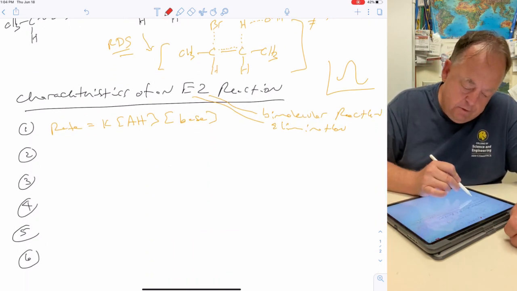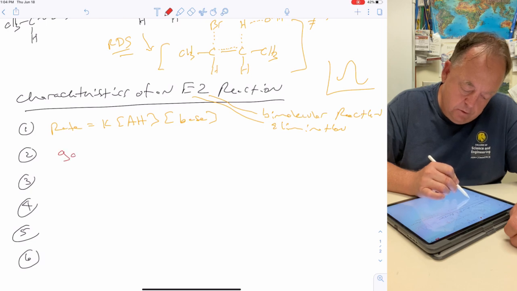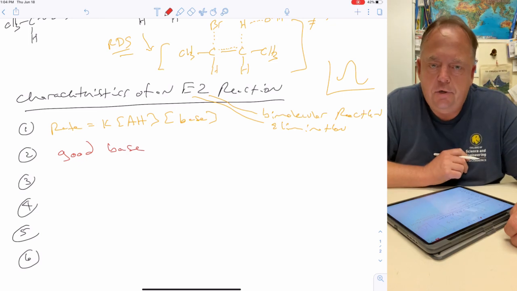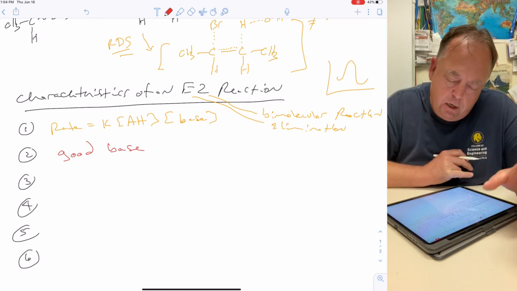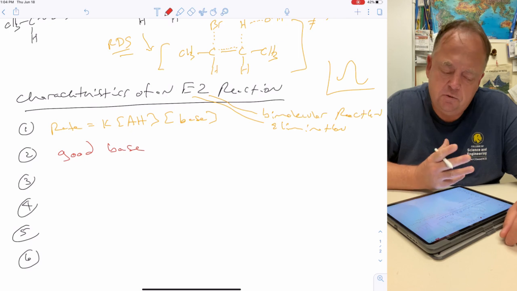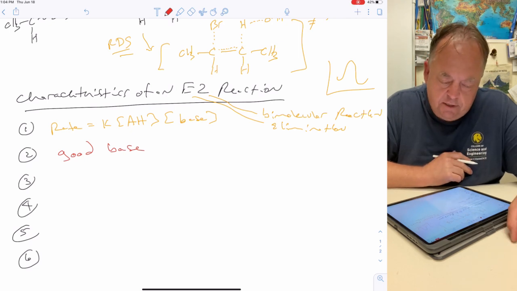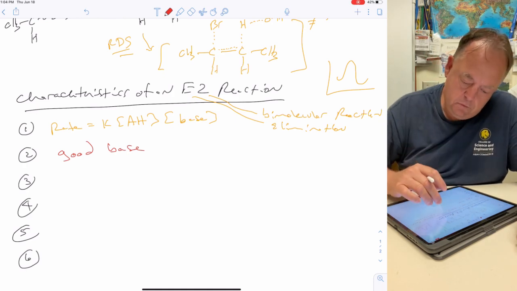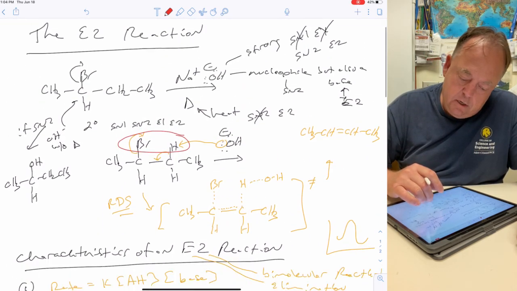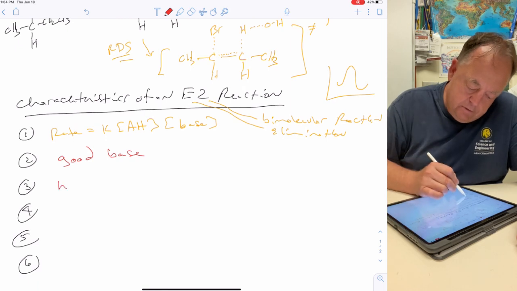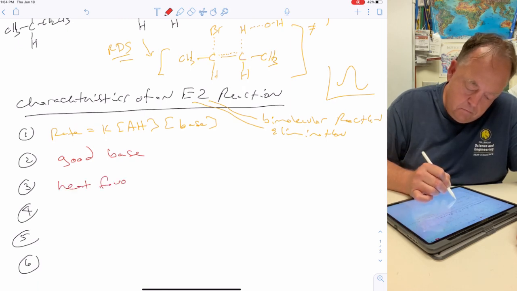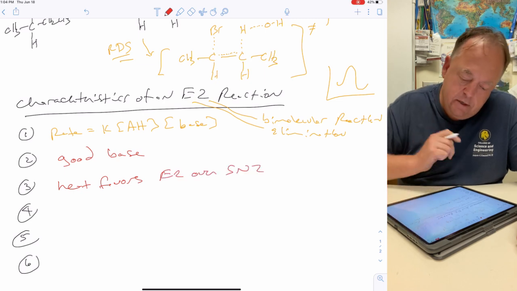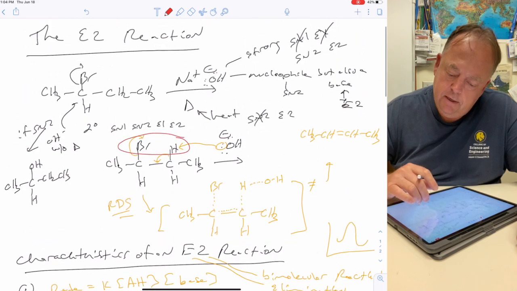Similar to an SN2: for an SN2, you need a good nucleophile. For an E2, you need a good base. Generally things that are good bases are good nucleophiles, but that's not always the case. There are some things that are good nucleophiles that are not good bases, and vice versa. Okay, heat. Heat favors E2 over SN2.